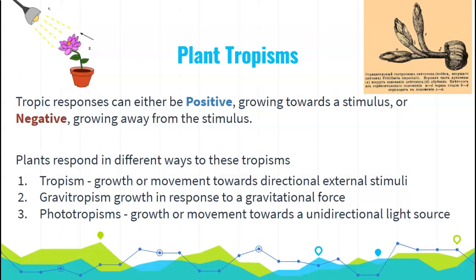There's gravitropism, which is in response to gravitational force. And then phototropism is the big one that we're going to talk about, and that's movement towards a unidirectional light source. So if I gave a flower one light and it was all the way to its left, the flower would eventually face the left. It would grow towards that light, which is a phototropism.